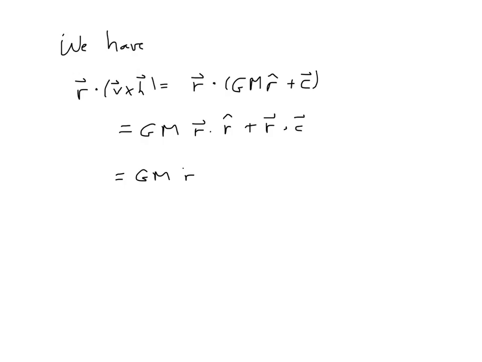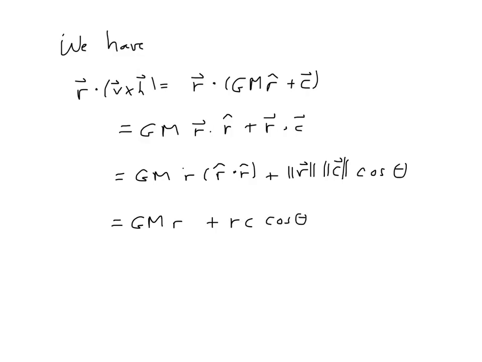So you can factor out the magnitude of r so that you have r hat dot r hat here. And then we can use the definition of the dot product for r and c to get the cosine theta in there. And now note, r hat dot r hat is just 1 because it's a unit vector, so I just get GM r plus r c cosine theta, where now c is the magnitude of the vector c.